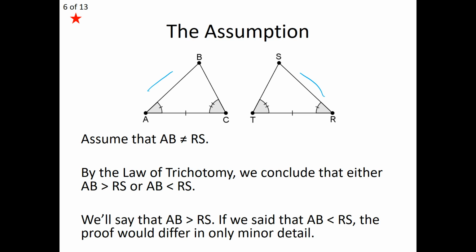However, if we were to say that AB was less than RS, the proof of that one would be practically identical, only changing in minor detail. So if we prove it for AB greater than RS, then we'll get away with also showing that AB less than RS would be somewhat similar, just changing minor detail in our proof.